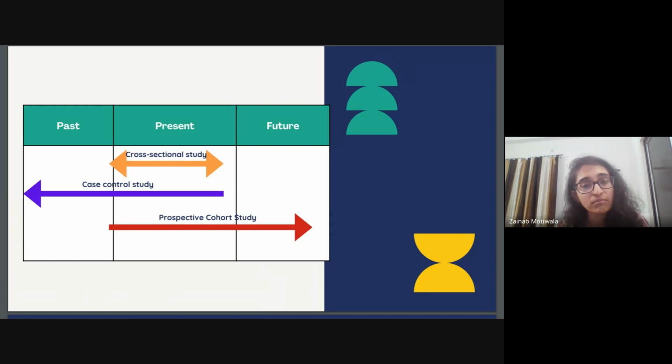Again, this picture very nicely depicts how cross-sectional, case control, and prospective cohort studies are different from each other. I would just reiterate this because I feel like this is a very important base to understand very well. A cross-sectional study looks at something in the present, where both exposure and disease are available at the same time. A case control study starts from disease and looks in the past for exposure, whereas a cohort starts with exposed versus non-exposed groups and looks in the future for development of the disease.